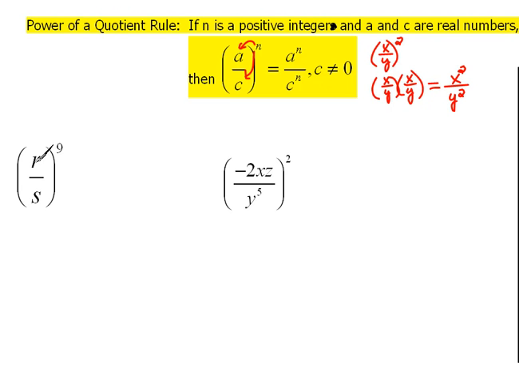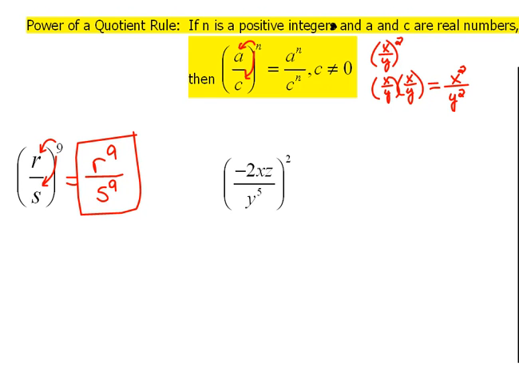Our first example, we have r over s raised to the 9th power. So here we have a simple quotient, just a single item divided by a single item. So we can take and distribute that power to both the numerator and the denominator to end up with r to the 9th over s to the 9th. That one was not bad at all.